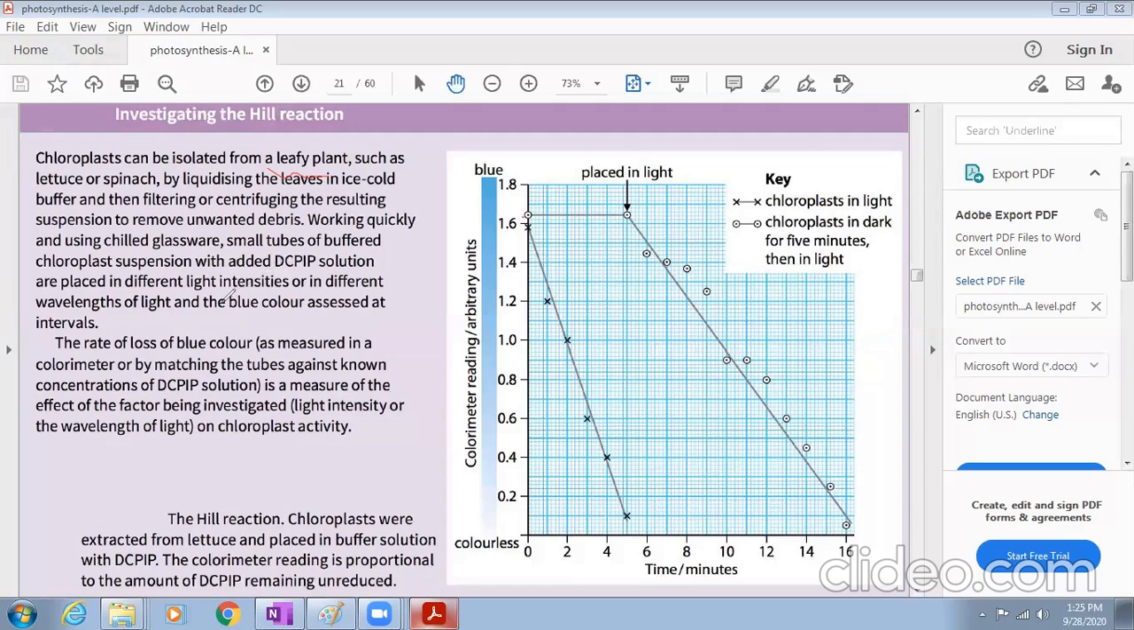Then we keep the tube at different light intensities or different wavelengths of light, and check the blue color at different time intervals. The rate of loss of blue color is measured in a colorimeter, or we can match it with a tube of known concentration of DCPIP. We measure it after different time intervals, like 2 minutes, 3 minutes, 4 minutes.